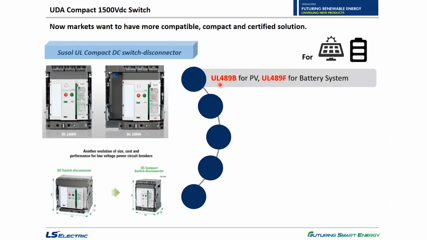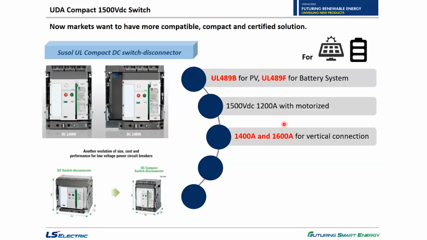So UL 489B for PV, UL 489F for battery system. At the moment, standard rating is 12,000 amps at 1500 volt. However, within the third quarter of this year, we will launch an advanced version with vertical connection type up to 1600 amps. Frankly speaking, we could say that 1600 amps is the world's highest rating so far among compact size product groups.